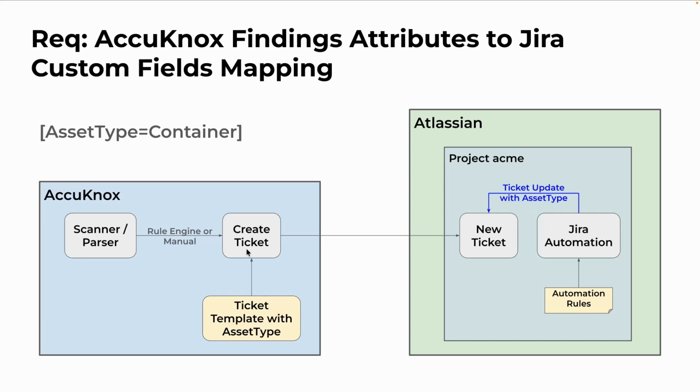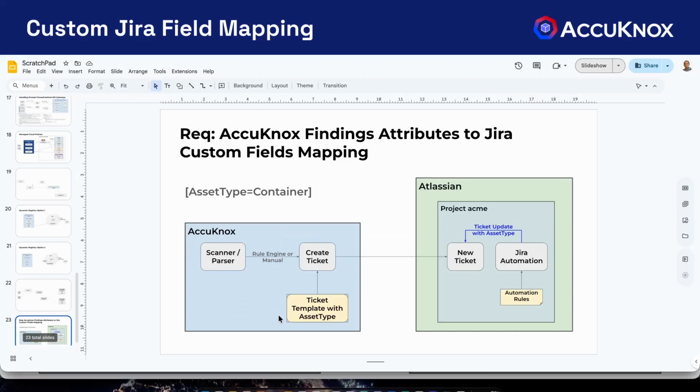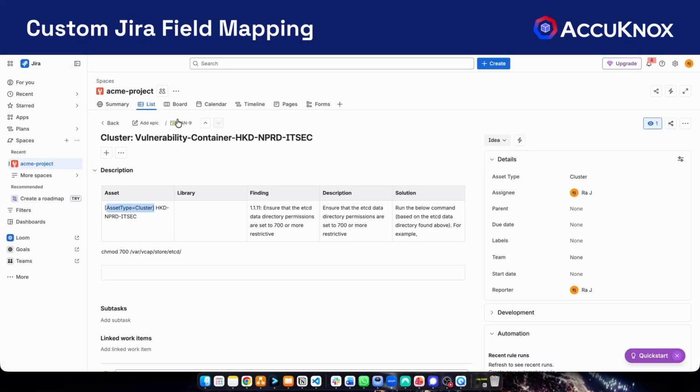The second aspect is on what basis, what attributes would make it into the created ticket. AccuKnox supports something called ticket templates. This ticket template will be customized with asset type injected inside the ticket itself. So this will be populated within the ticket by AccuKnox. Let's see first the Jira side of things.